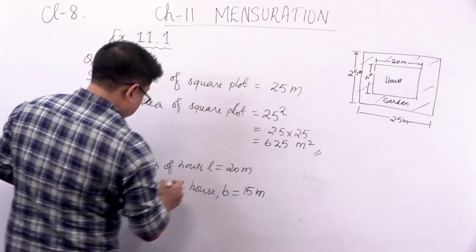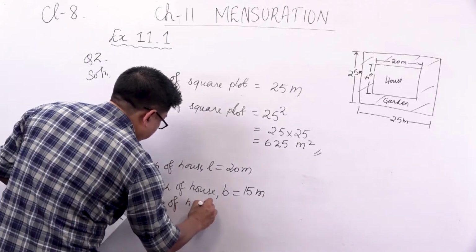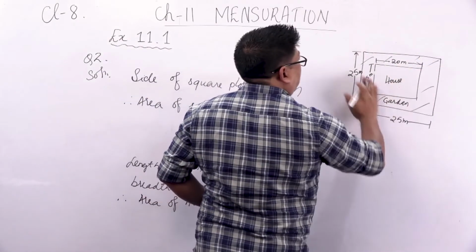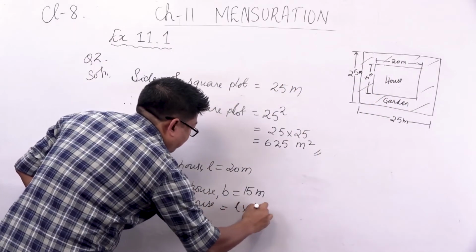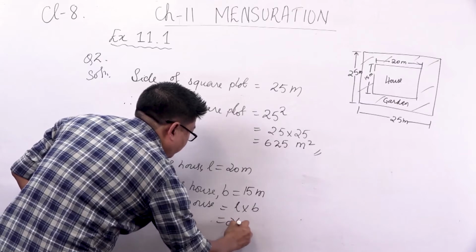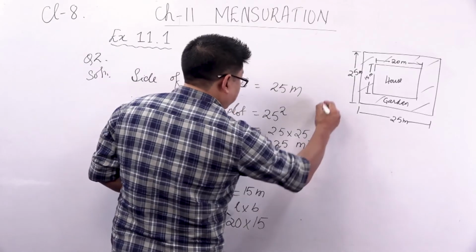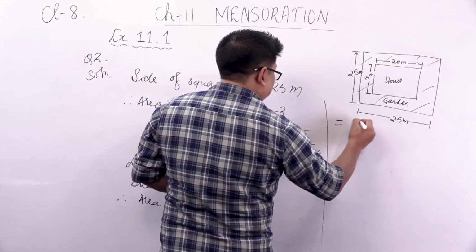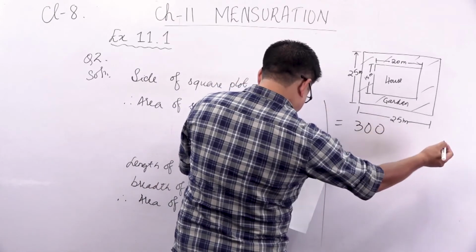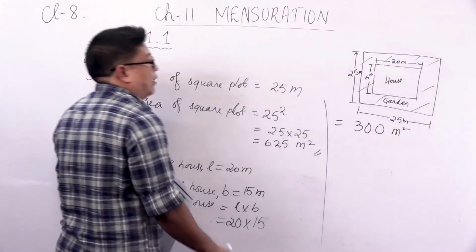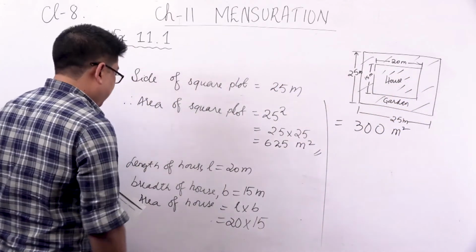So therefore, area of house. Now we have found the area of the whole plot. We will find the area of this house. So it is length into breadth, which is equal to 20 into 15. When you multiply this, you are getting 300 meter square. So the area for this house is 300 meter square.